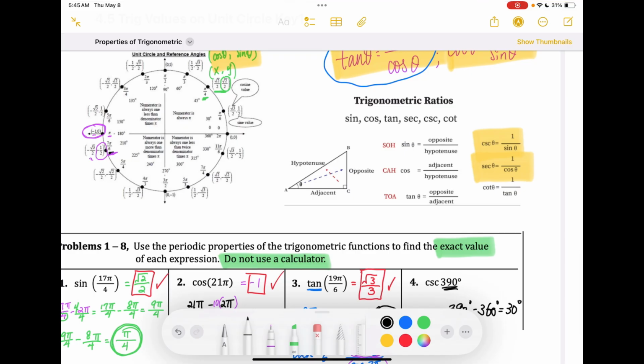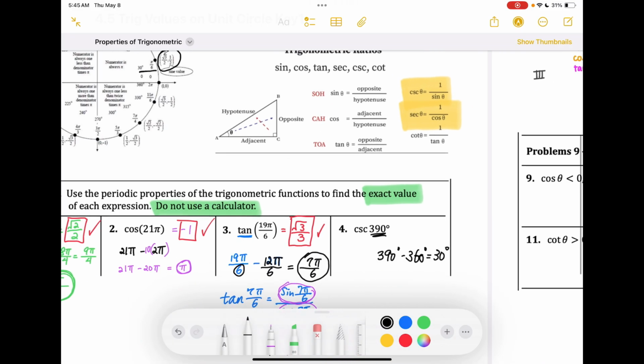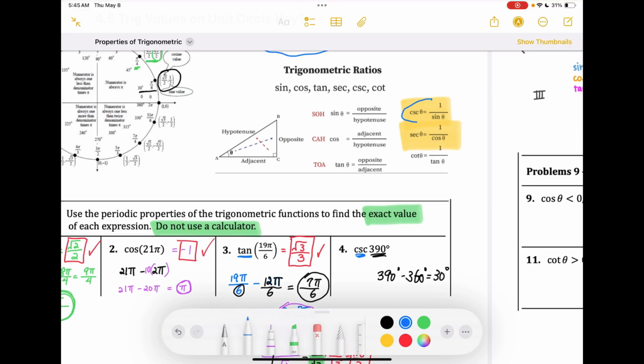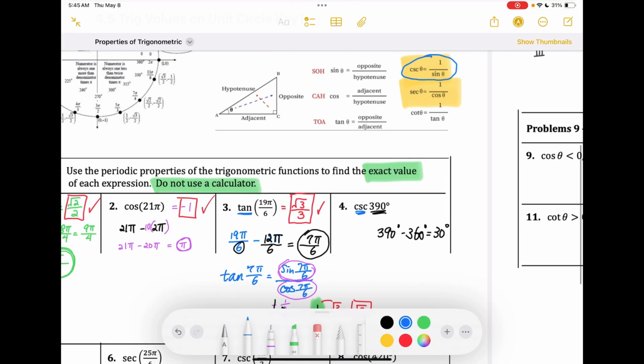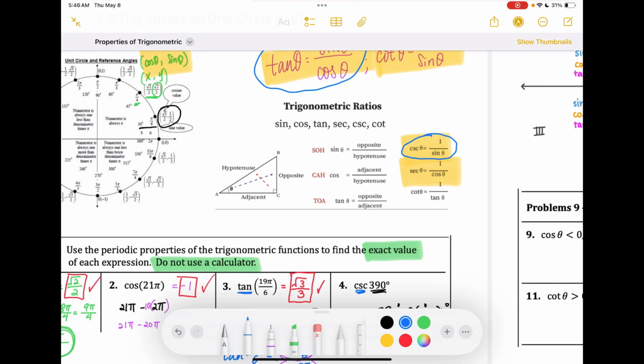So do you see such thing, 30 degree from your unit circle? Yes. So the 30 degree is right here. So I'm going to look for my answer. They want us to figure out the cosecant. By your formula, you know that cosecant is equal to 1 over sine. So that tells me if I want to figure out cosecant 30 degree, that technically is equal to 1 over sine 30 degree.